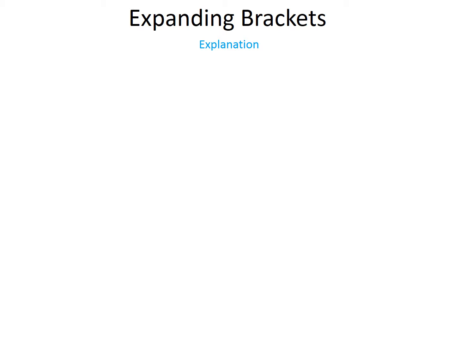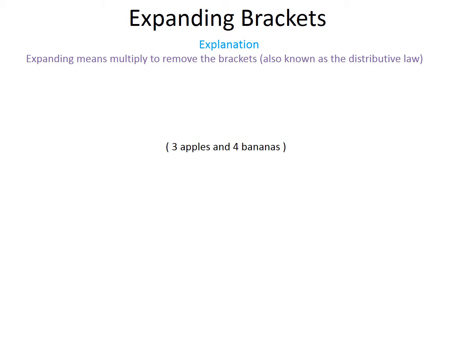Now the strategy is called expanding, and it means we're going to multiply to remove brackets. It's also known as the distributive law. So if we were to take a look at this concept here of just 3 apples and 4 bananas, let's say this was a fruit bowl, and in it you see 3 apples and 4 bananas, and then you look next door to it and there's another identical fruit bowl with 3 apples and 4 bananas. In other words, you've got 2 lots of this same fruit bowl. Each of them has 3 apples and 4 bananas.